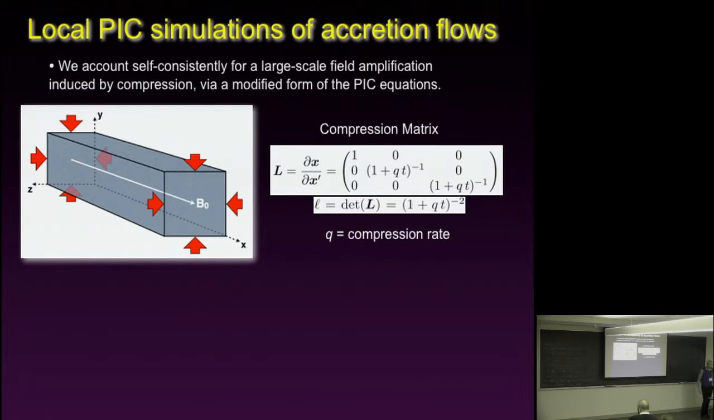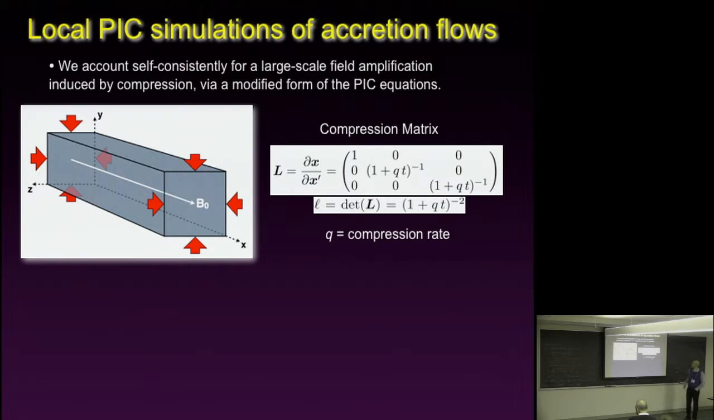And this is the way we mimic a large-scale amplification of the magnetic field within the particle-in-cell, the PIC equations. We assume to have a magnetic field that is initially along the x direction, and we define a compression matrix. Compression is just to amplify the field. It could be shear. Shear can also amplify the field, but the conclusions are actually the same. So this is a compression matrix.